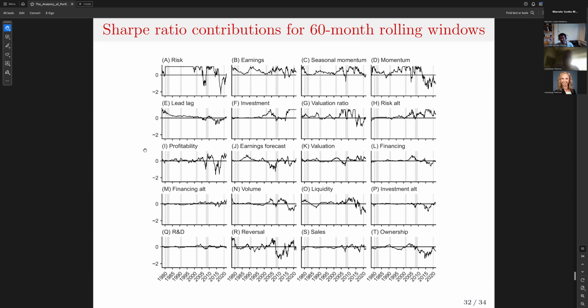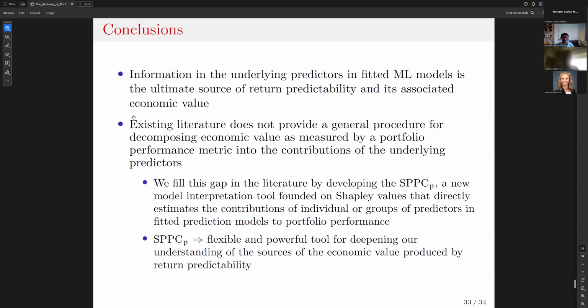And we have a similar figure for alpha, for the Calmar ratios, for other performance metrics. So in conclusion, the information in the underlying predictors in a fitted ML model is the ultimate source of return predictability, right? And its associated economic value. So the existing literature does not provide a general procedure for decomposing economic value.